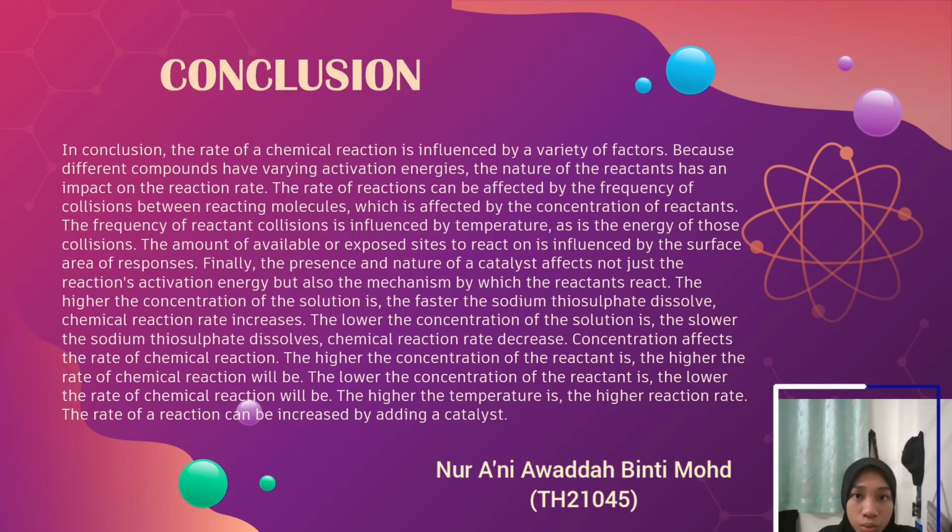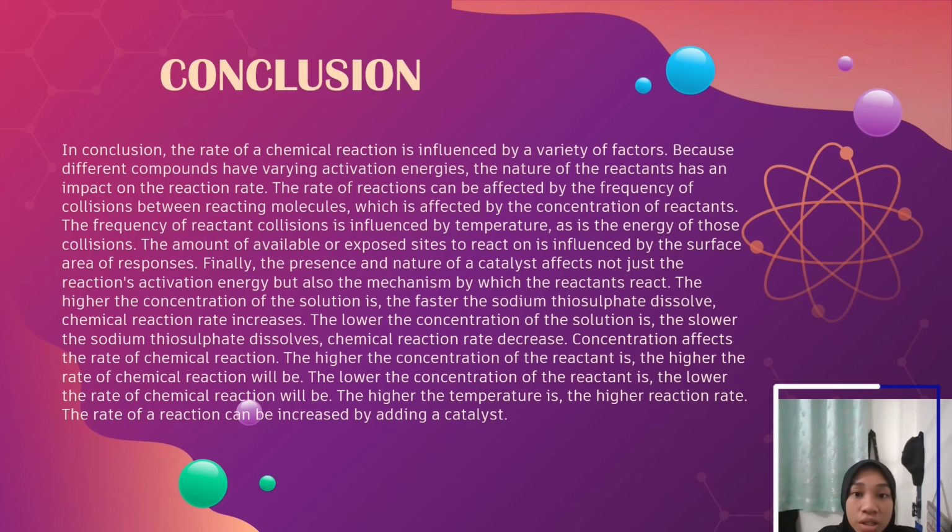In conclusion, the rate of chemical reaction is influenced by a variety of factors. Because different compounds have varying activation energies, the nature of the reactant has an impact on the reaction rate. The rate of reaction can be affected by the frequency of collision between reacting molecules, which is affected by the concentration of reactants. The frequency of reactant collisions is influenced by temperature, as is the energy of those collisions. The number of available or exposed sites to react on is influenced by the surface area of reactants. Finally, the presence and nature of a catalyst affect not just the reaction activation energy, but also the mechanism by which the reactants react.